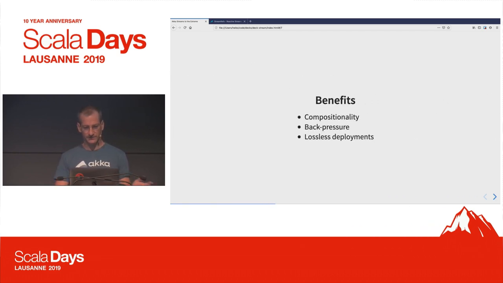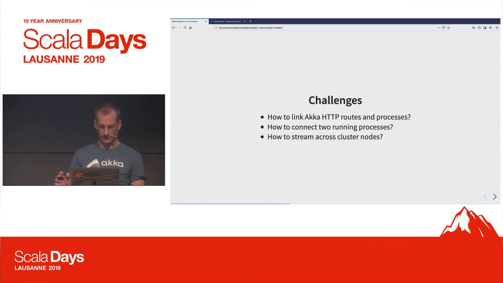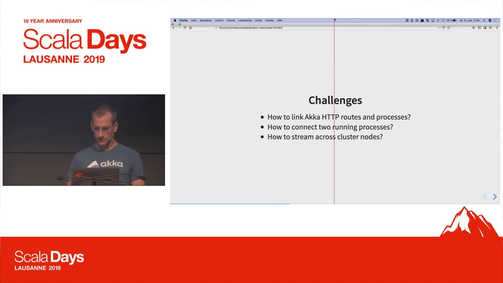Great. So benefits would be compositionality, hard word for me to say. You could compose your overall system from logical steps, from flows, or maybe even more complex graphs. But you could have reasonably small sized processing steps. Then, of course, you get back pressure, which is not the case if you have an HTTP route that is directly asking an actor. And the most important thing, lossless deployments. But of course, there are some challenges, and I'm trying to address those during the rest of the talk.